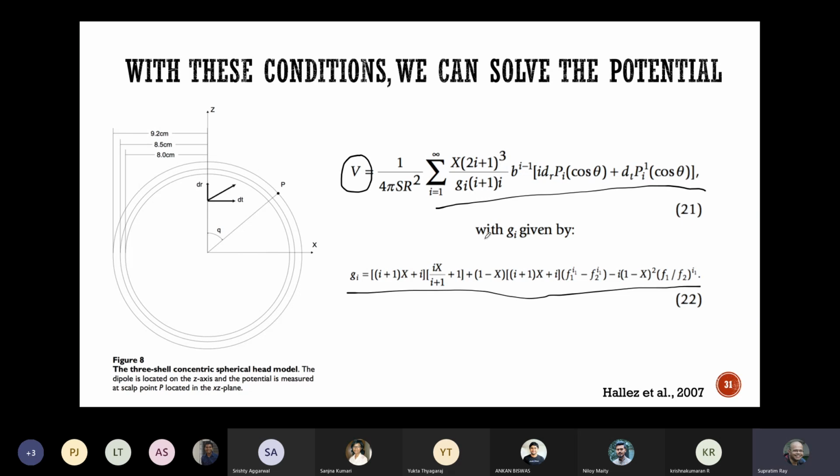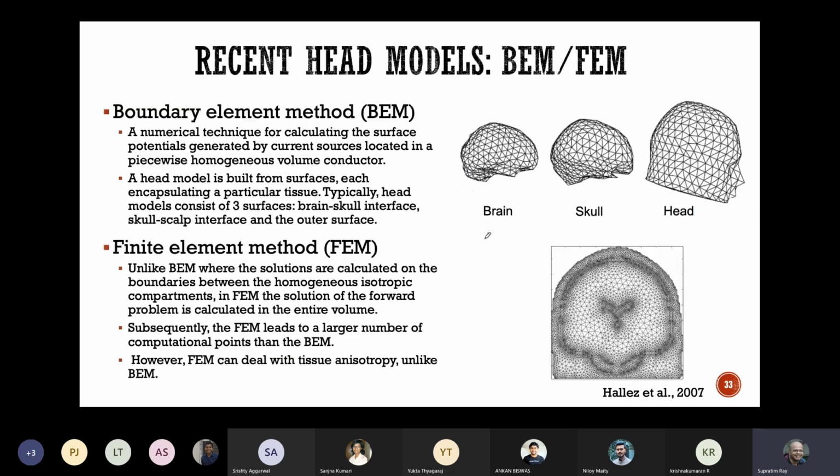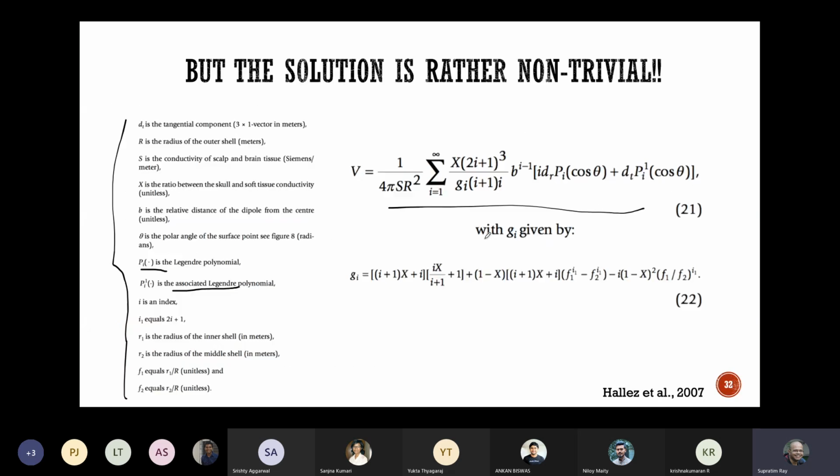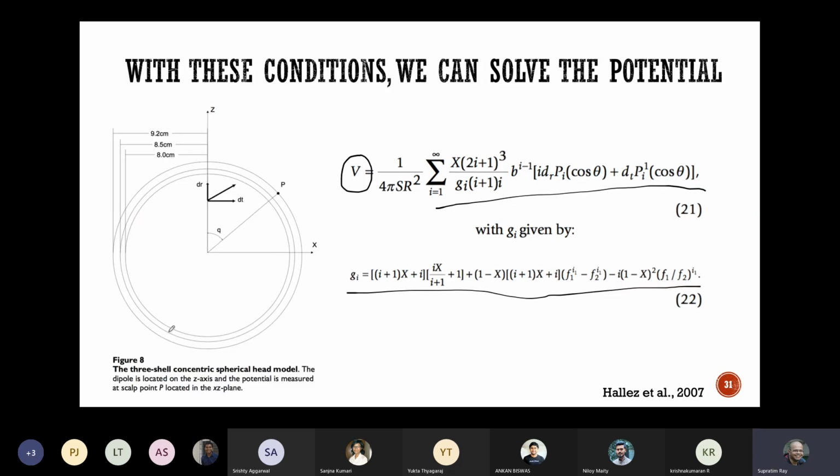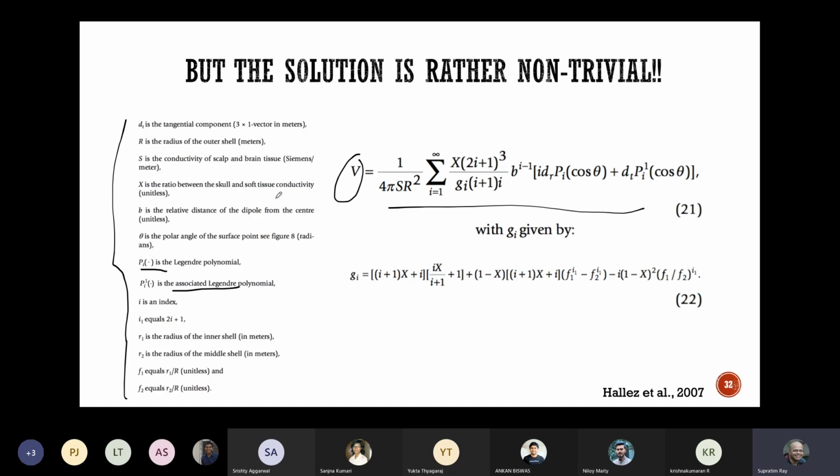So nowadays, people have a more realistic description, but it is not possible to get an analytic solution. This is an analytic solution. You don't have to numerically work this out. You can actually mathematically work this out. But this is for a very simple case where these are concentric circles.